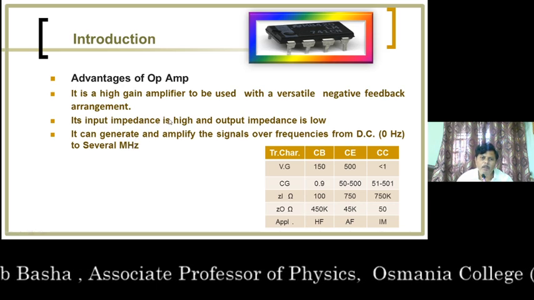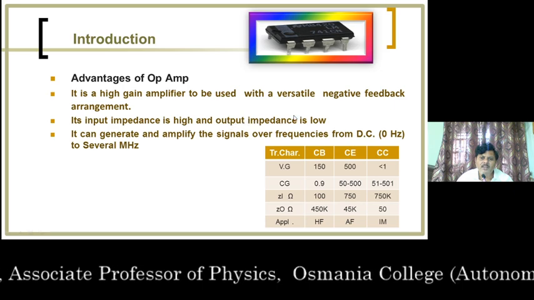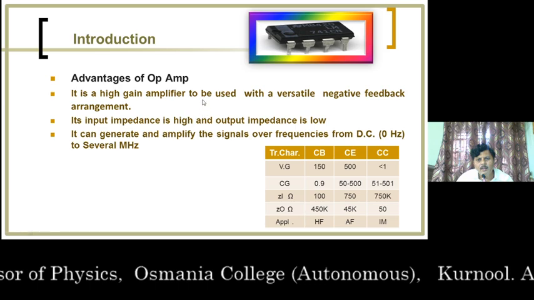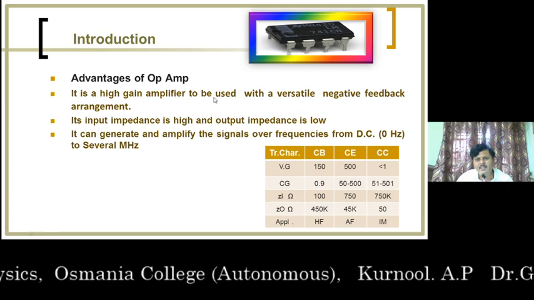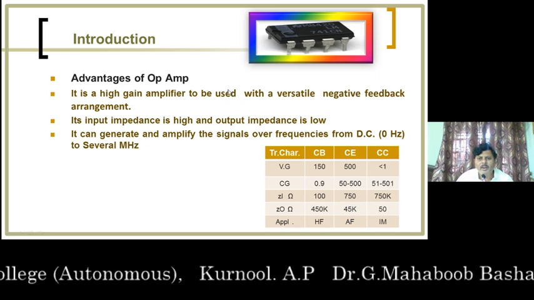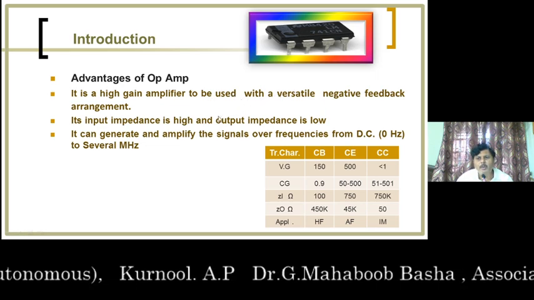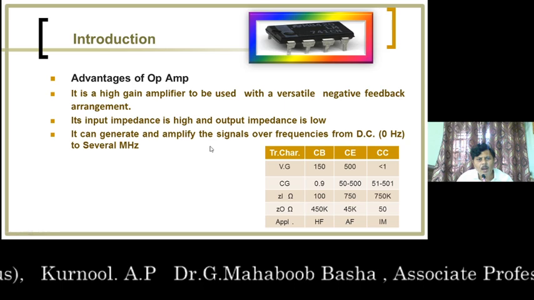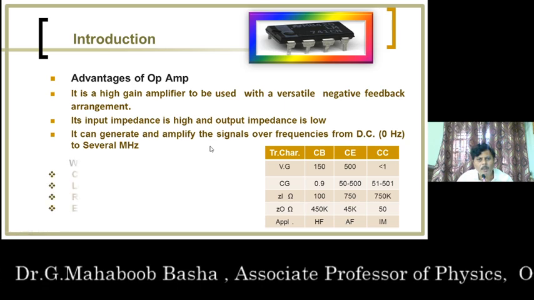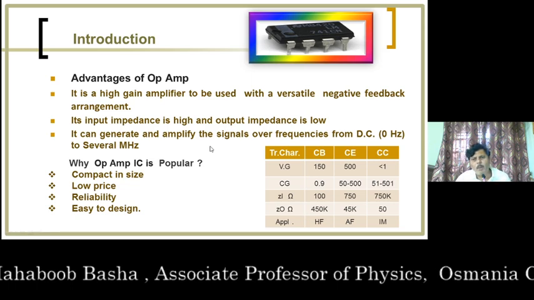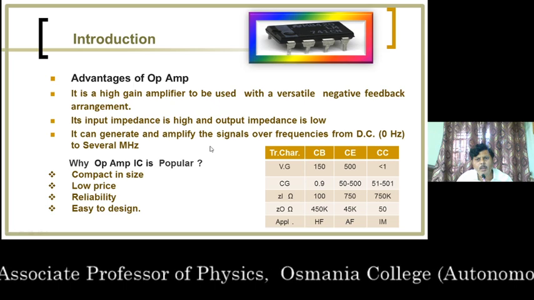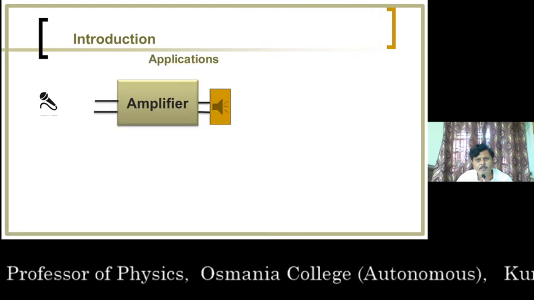Next, its input impedance is high and output impedance is low. It is a very important characteristic of any IC. Next, it can be easily designed for the required gain by using a negative feedback arrangement. This is also a most important characteristic advantage of op-amp. Why is the op-amp IC popular? Because it is compact in size, low price, reliable, and easy to design.